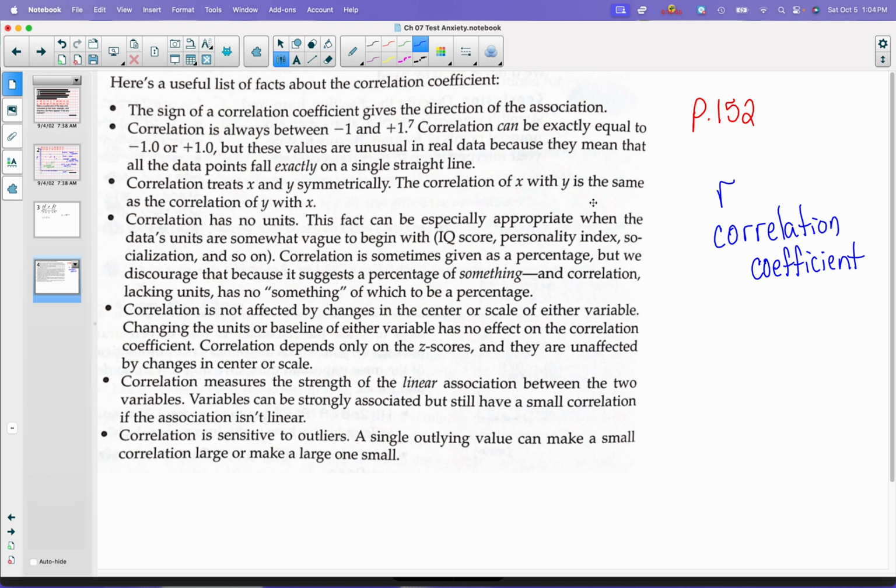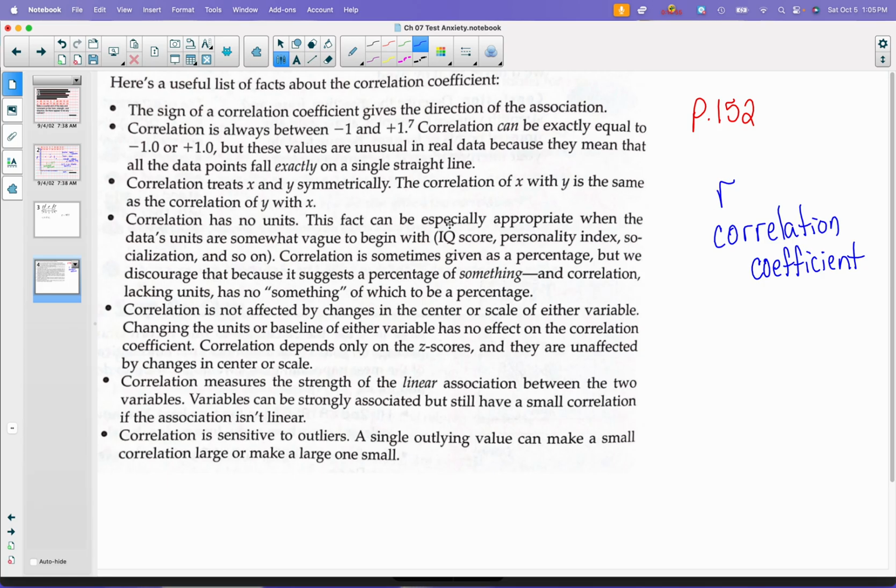What that means is if you change the explanatory response relationship, so if I put exam scores as explanatory and the anxiety scores as response, then I would get the same value of R. So switching X and Y does not change the correlation.